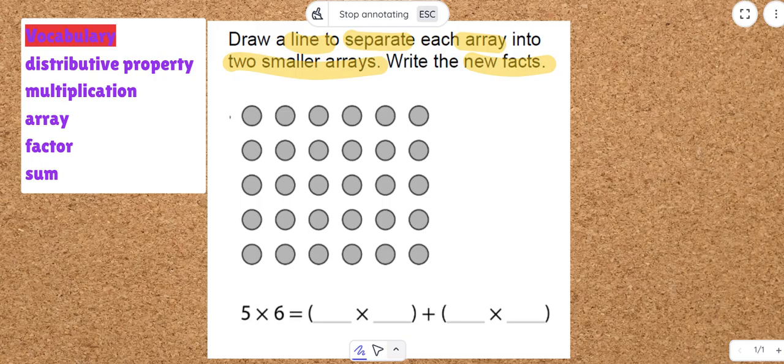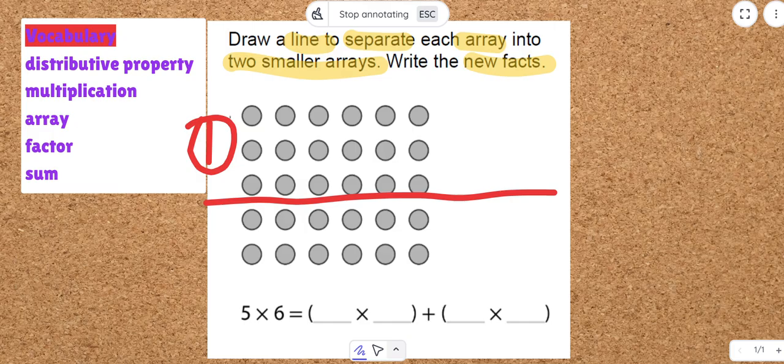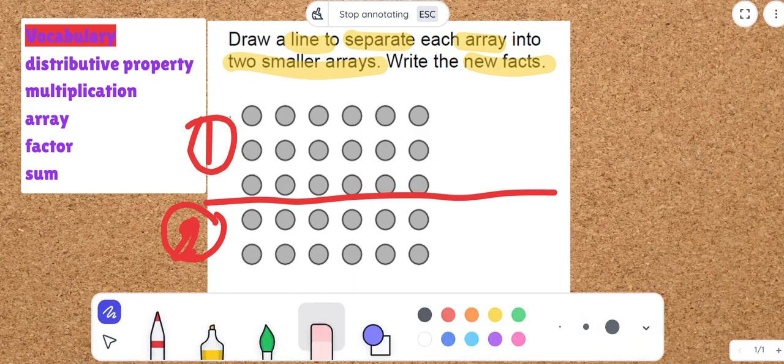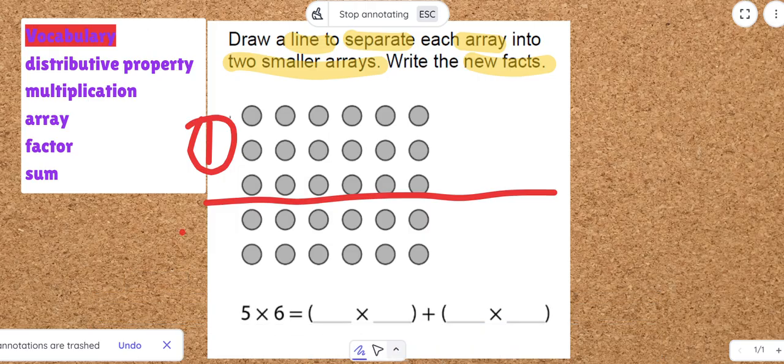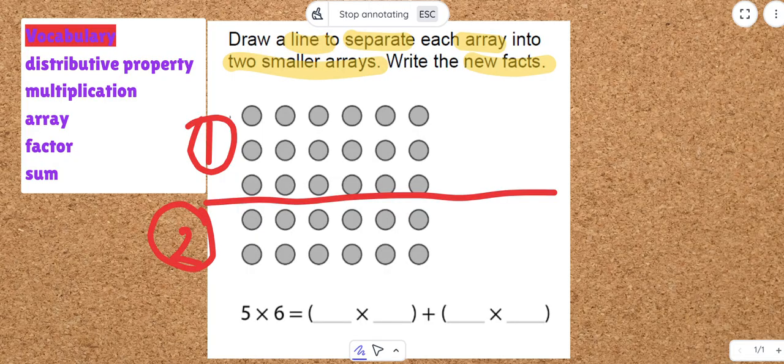Okay, so let's just say I'm going to divide mine right here. So if I divide mine right here, then of course this is the first equation up here. And this is going to be the second array equation down here, okay? That 2 looks kind of funky, but let me make that 2 look a little better. Okay. There we go. All right, so the first one is going to be blank times blank equals blank.